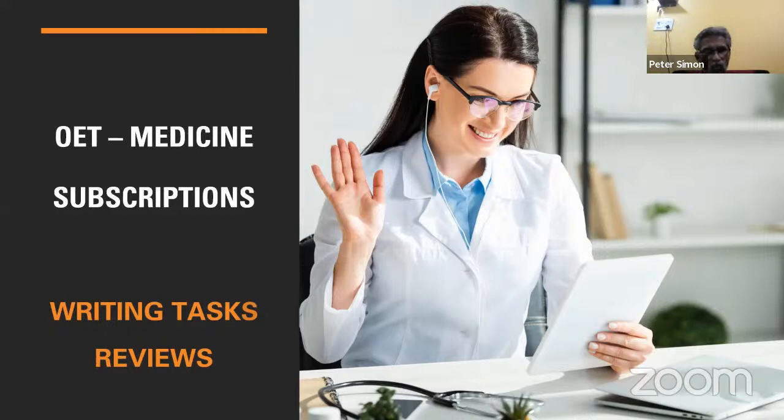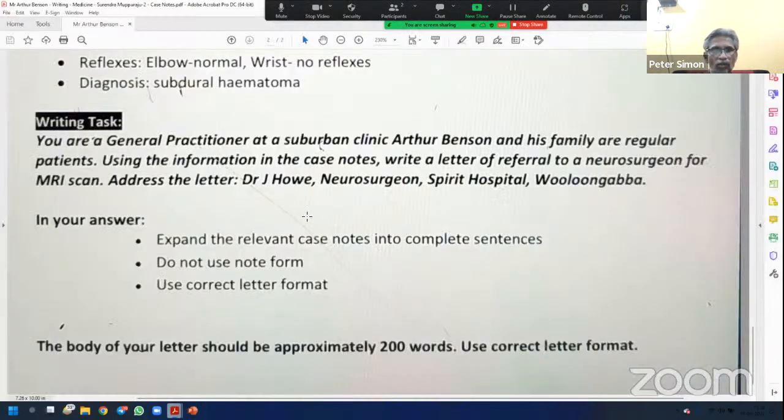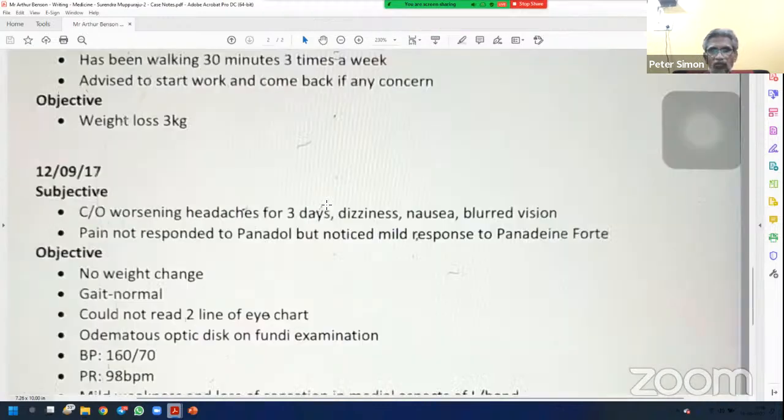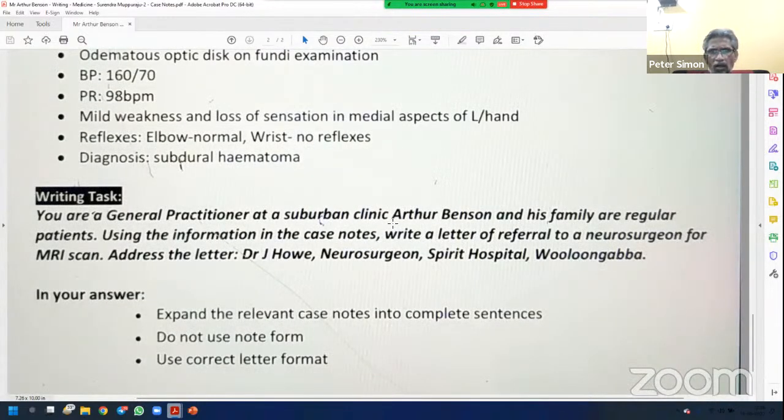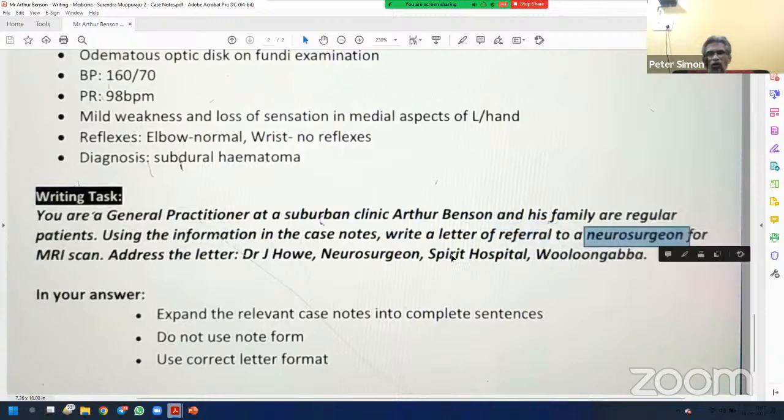Now, today we have one letter of Mr. Surendra. So this letter is for Mr. Arthur Benson. Our regular patients, that means known case for you, but unknown case for the neurosurgeon. So they are regular patients for you, but they are new to the neurosurgeon. That means you are introducing, you are referring them. Okay, fine. Dr. J. Hove.